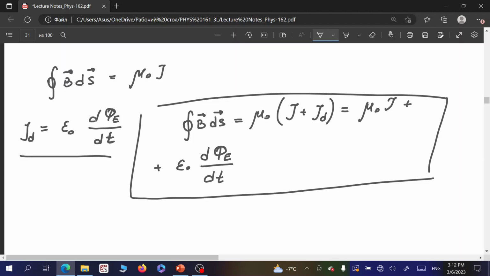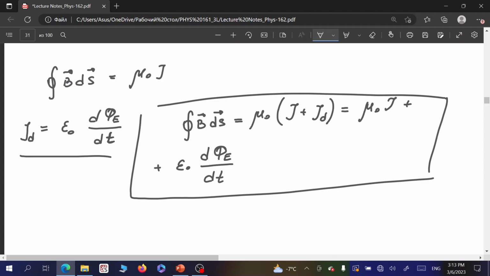So why is this important? Because it solves this problem which we highlighted on the previous slide. No matter where we consider the surface of the closed path, we always will get the same current flowing through the surface. So we will show a little bit later that indeed, if we consider some capacitor, let's say a parallel plate capacitor, we will have this displacement current equal to conductivity current.